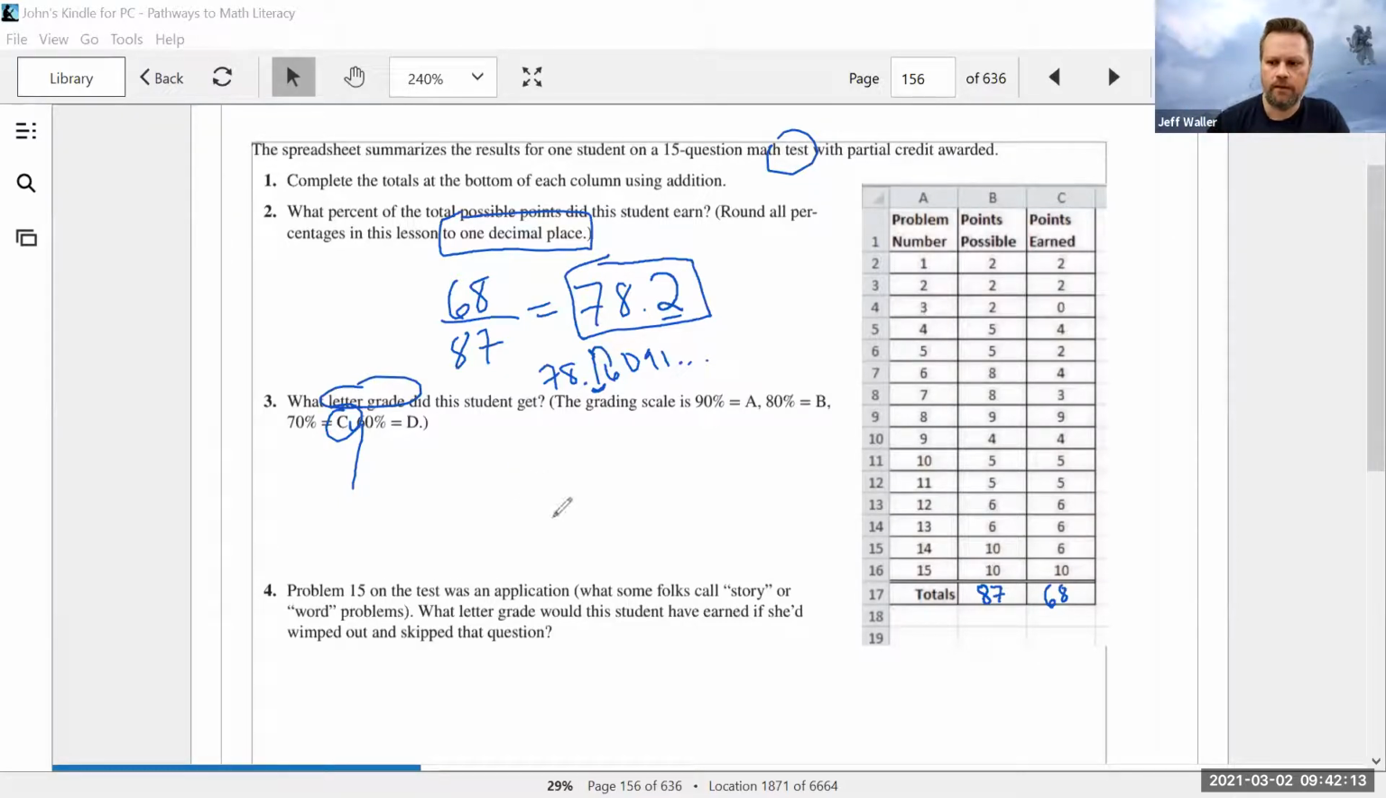Problem 15 was an application, a word problem, right? And some people skip word problems. What if this student had just skipped that completely? How many points would they have earned then? 58. 58 points. So they would have gotten what grade?